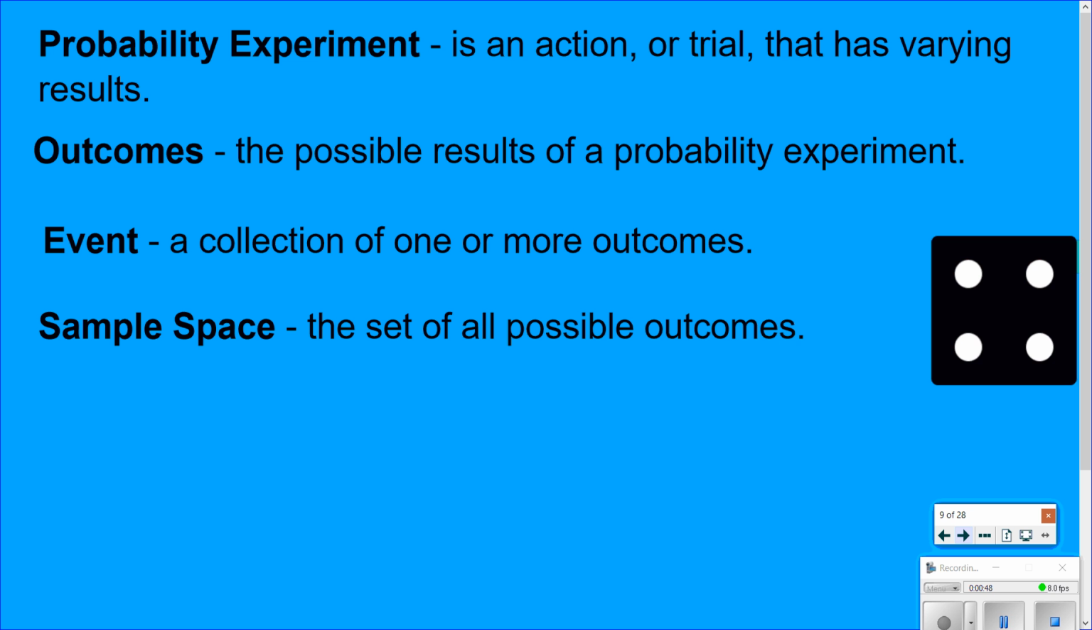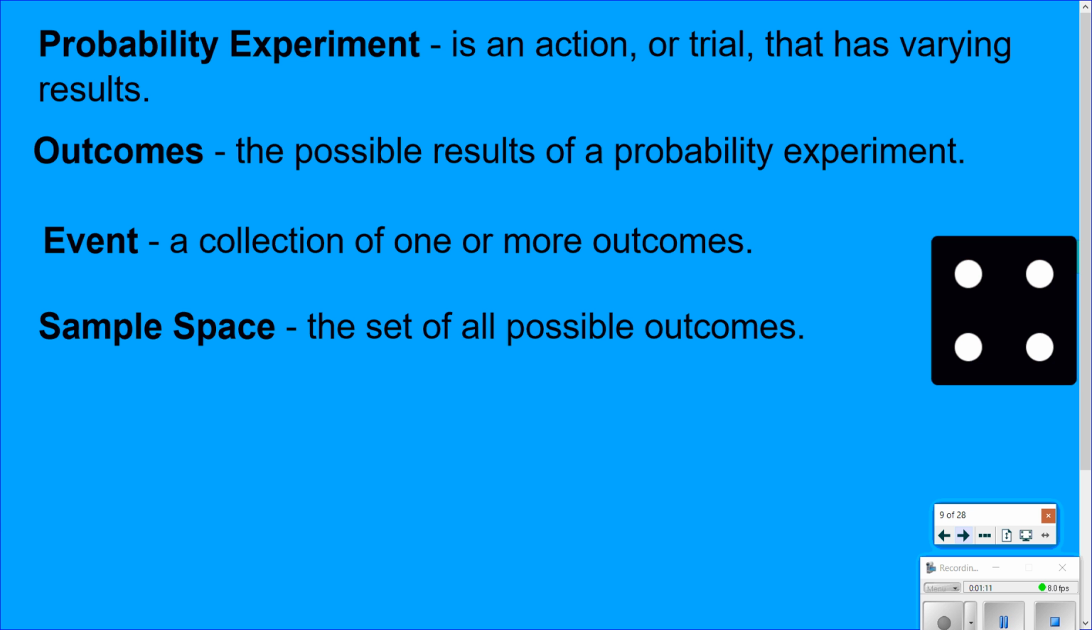Outcomes are the possible results of a probability experiment. So when we say what are the possible outcomes, you're just finding out what all the possible results can be. An event is a collection of one or more outcomes. So an example, an event could be, I roll the dice and get an even. There are 3 outcomes to that event, the favorable outcomes: 2, 4, or 6.